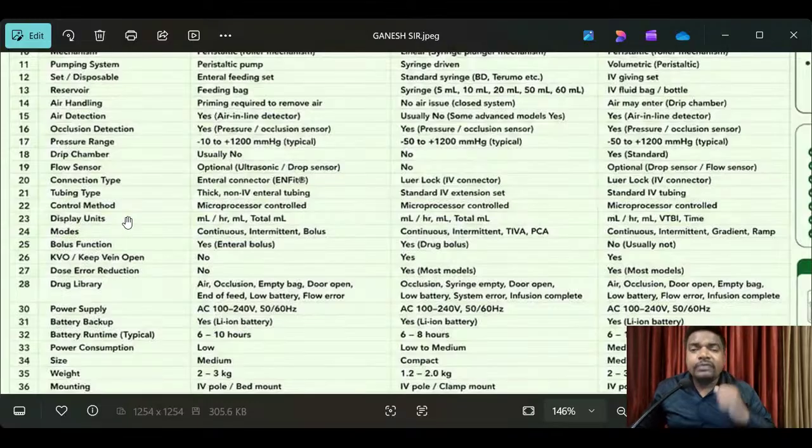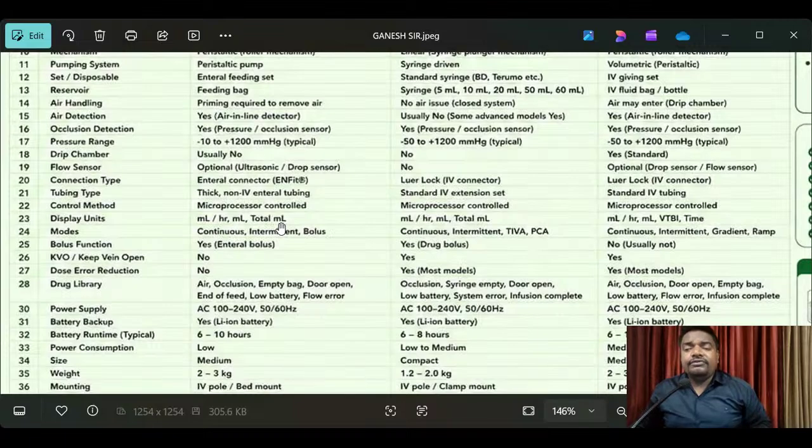Now when we come to the comparison key point, I want to take display units. Every point I'm going to share with you all. Ganesh sir is always giving nice points. You have to think like that, and you have to trust me.